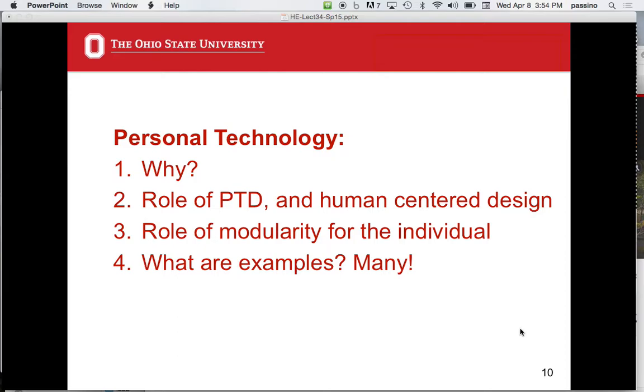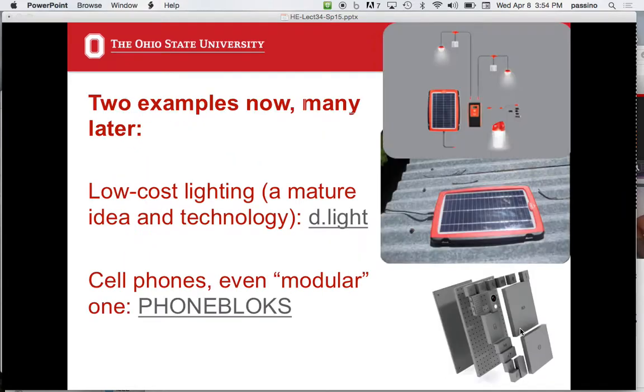So there's personal technology. Sometimes, if you go in a village and they don't have the electrical grid, the government hasn't put it in, you design a way for them to have a personal electricity generation system, such as a bicycle or something of the sorts. This certainly has a big role in participatory technology development and human-centered design. And there are roles in modularity. I'll give an example here in just a second.